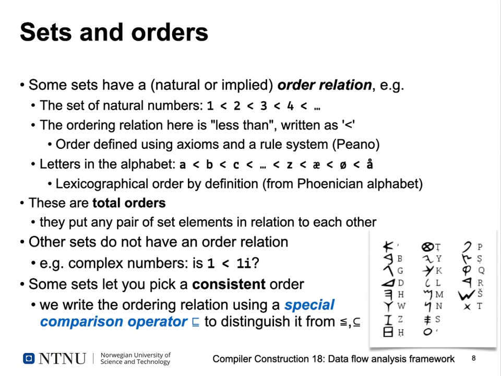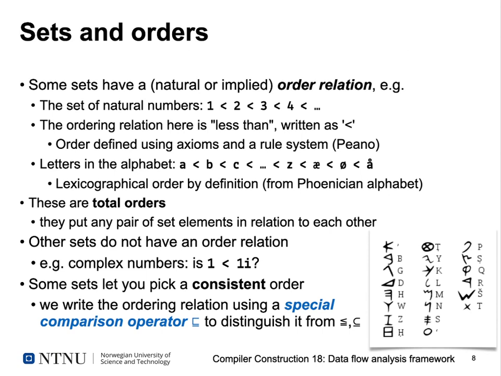Sets are just collections of items, and the important thing about sets is that there is no item which can occur twice in a set. And some sets have an order relation, which is either natural or implied. So you have a set of natural numbers, 1, 2, 3, 4, 5, and so on. And so you might have a natural order relation that 1 is less than 2, 2 is less than 3, 3 is less than 4, and so on.